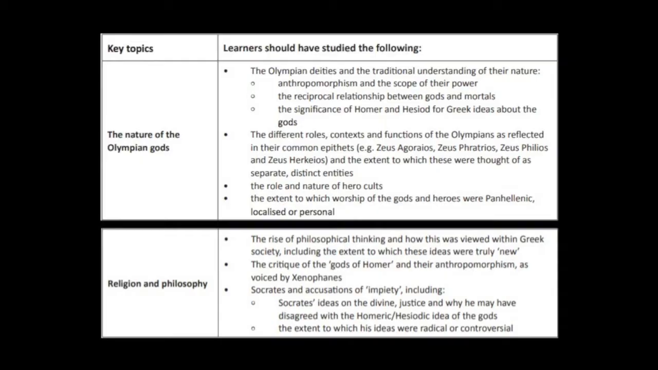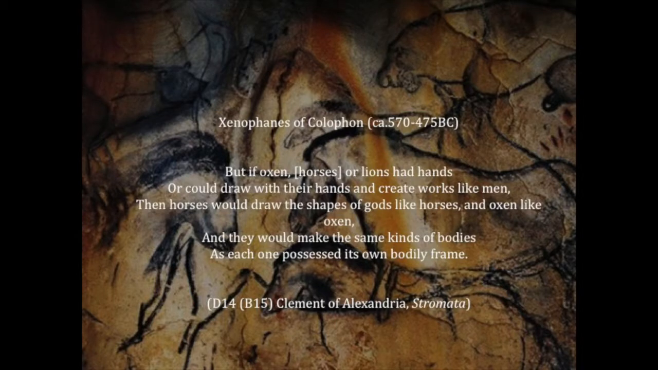The other thing that I want to mention is the critique of the gods of Homer and the anthropomorphism as voiced by Xenophanes. Here's a quote from Xenophanes, which everyone is familiar with. But if oxen, horses or lions had hands or could draw with their hands and create works like men, then horses would draw the shapes of the gods like horses and oxen like oxen, and they would make the same kinds of bodies as each one possessed in its own bodily frame.